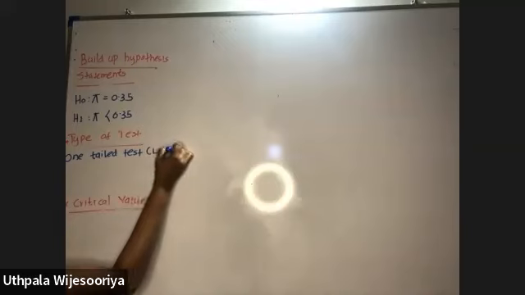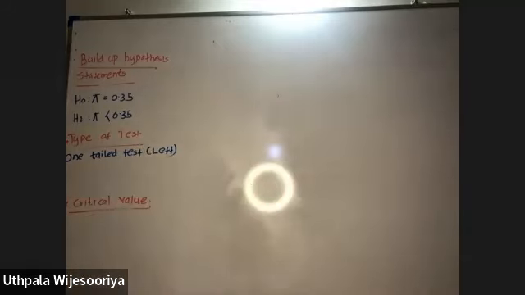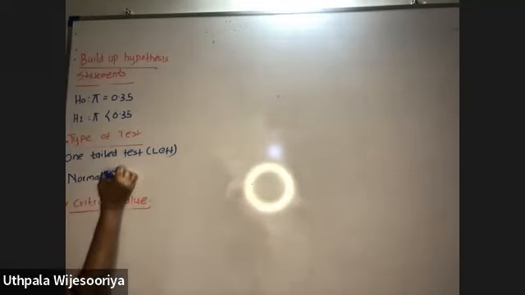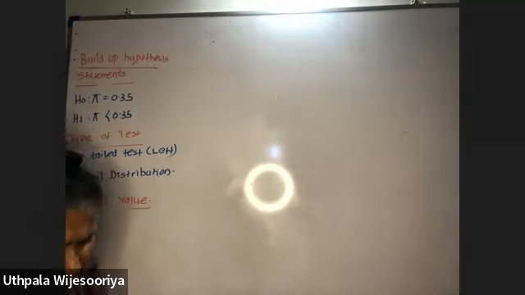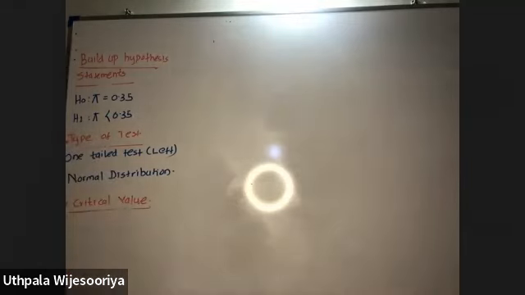Left tail category. Now there are no options. It is a normal distribution. Critical value: what is the level of significance? It is 1%. With a 1% level of significance, the rejection region goes to the left tail of the distribution. 1% on the left tail. Alpha is equal to 0.01.